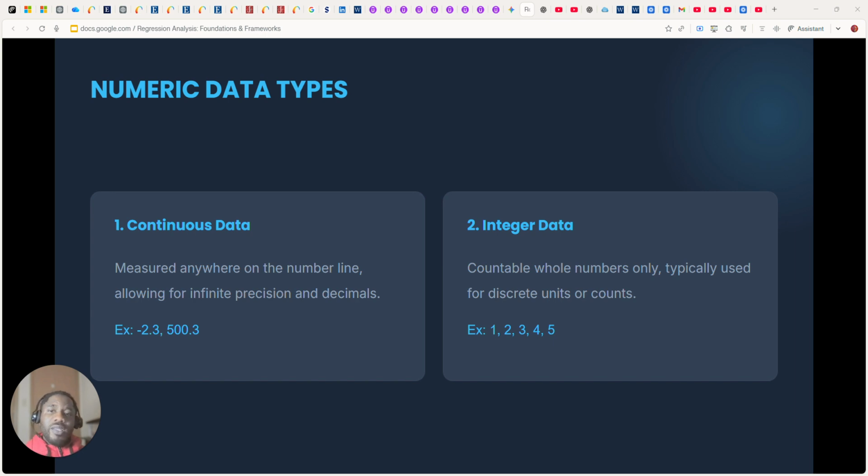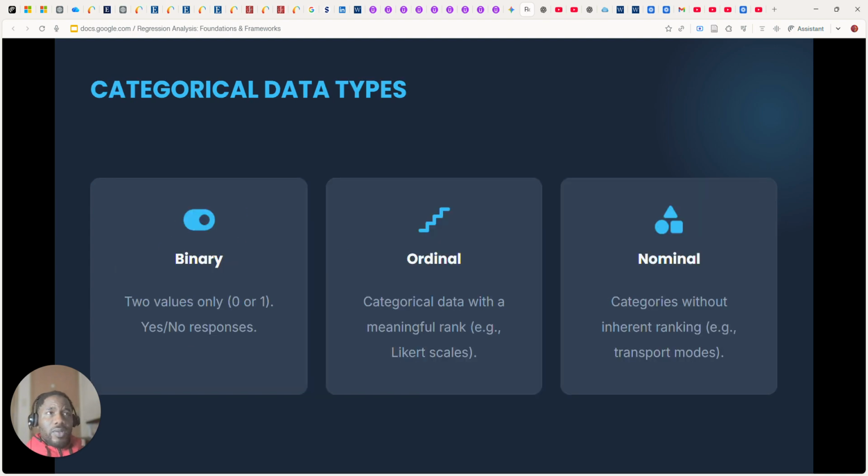So integer data, what is it? They are whole numbers only, no decimals, usually counted. Examples are number of students, number of papers published. Number of students can be 45, that's a whole number. Number of papers published can be 3, number of cars in the garage can be 10, number of children in the family can be 2.